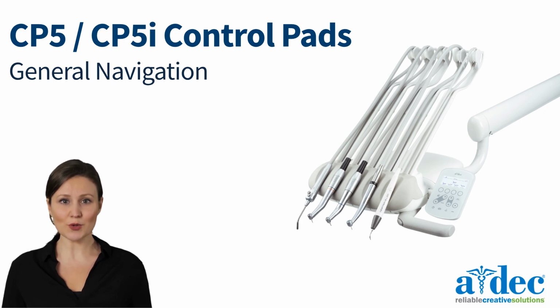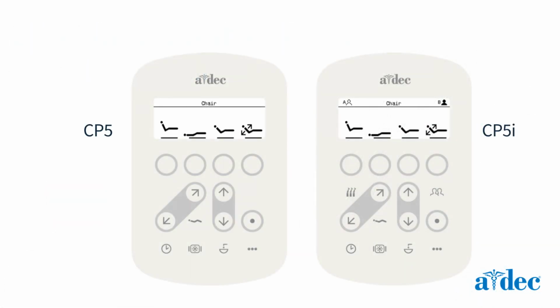In this video, we will discuss general system navigation of the CP5 and CP5i control pads. CP5 and CP5i control pads are nearly identical with only a few exceptions. CP5i adds the handpiece mode and user profile buttons, as well as user A-B icons on the display.